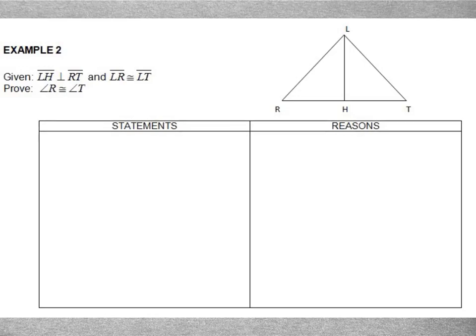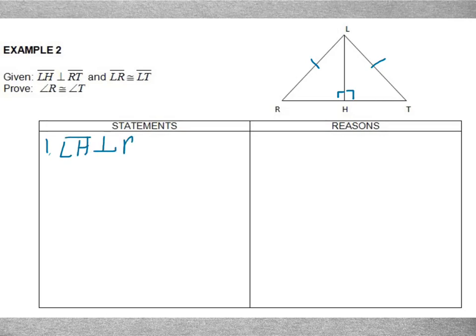Okay, in this example we are given that LH is perpendicular to RT. I'll go ahead and put that on the picture. That means that these two angles here are right angles. And we know that segment LR is congruent to LT. I'll put that on the picture as well. And while I'm at it, I might as well just go ahead and write that down as my first statement.